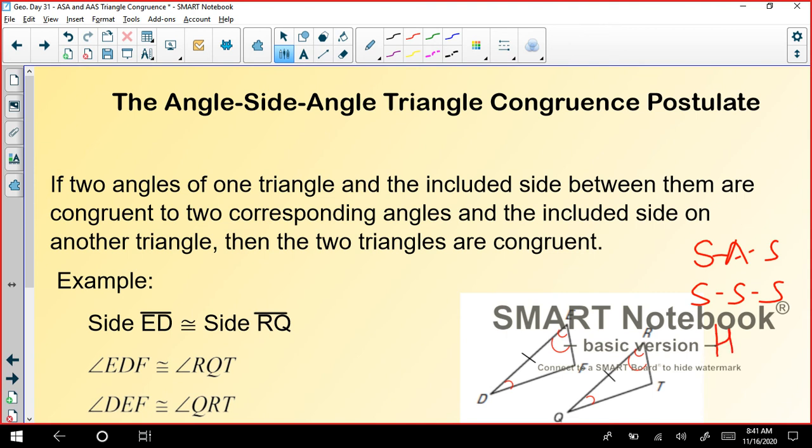And you saw the HL congruency theorem, which says that whenever we have a right triangle, if the hypotenuse and leg of one triangle are congruent to the hypotenuse and leg of another right triangle, then both the right triangles are congruent. Okay, this is your angle, side, angle. This time you have two angles and an included side. If two angles of one triangle and the included side between them are congruent to two corresponding angles and the included side of another triangle, then the two triangles are congruent.